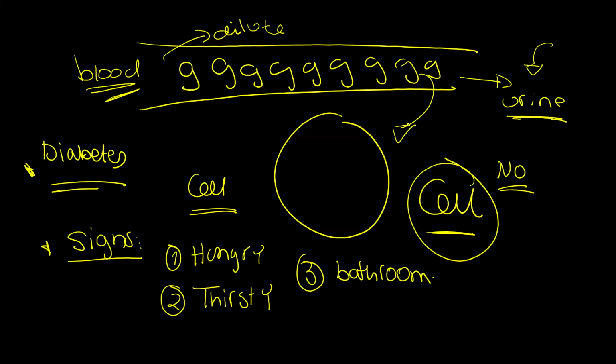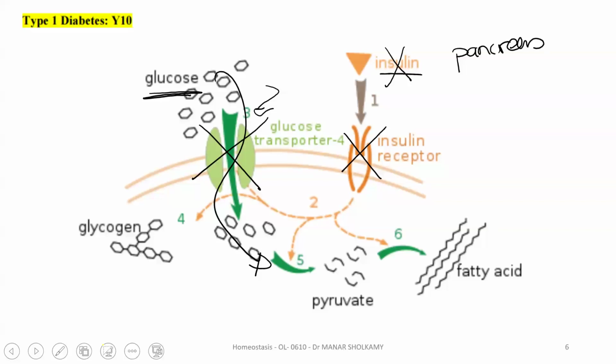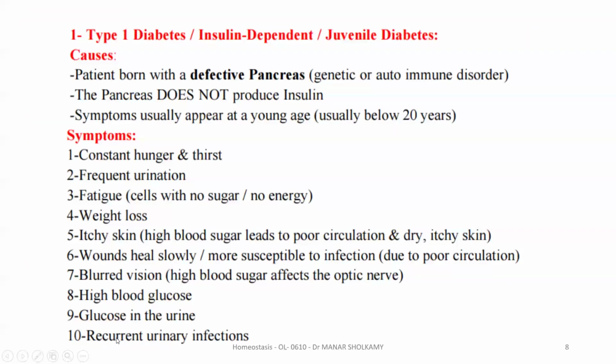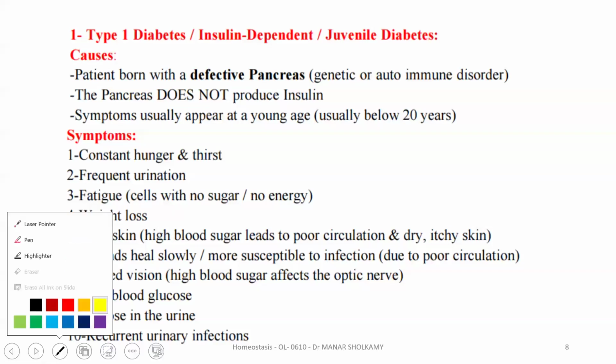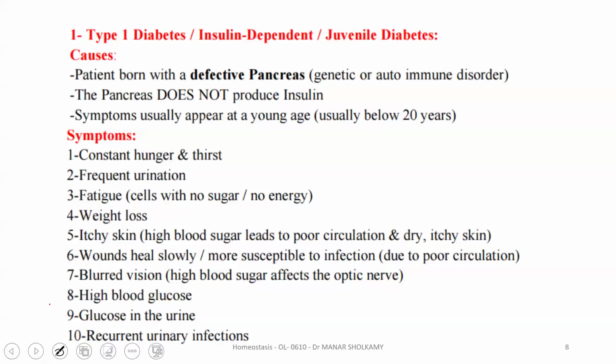Now, what is the treatment of diabetes type 1? Can you guess? The treatment is very easy. Taking insulin. Injections. Of course. Number 1, insulin injections.